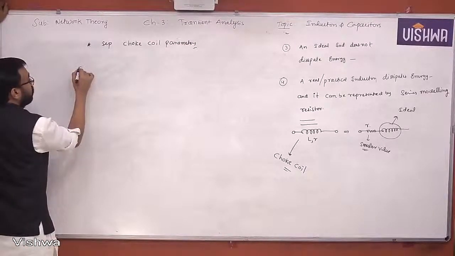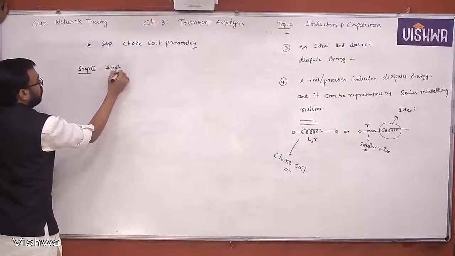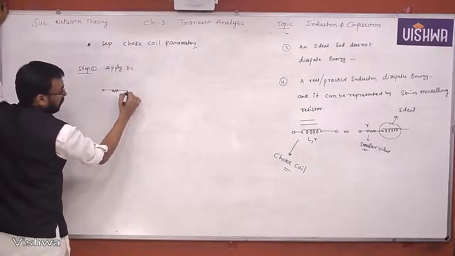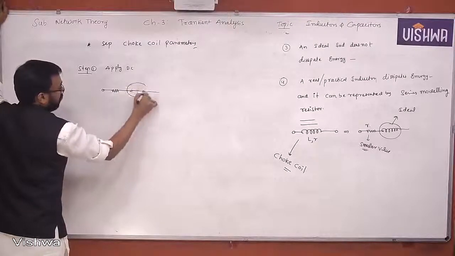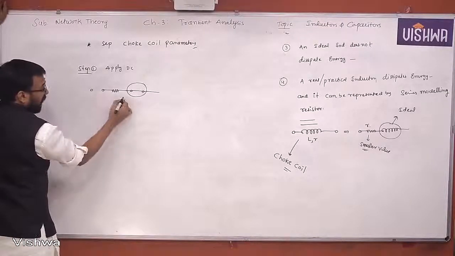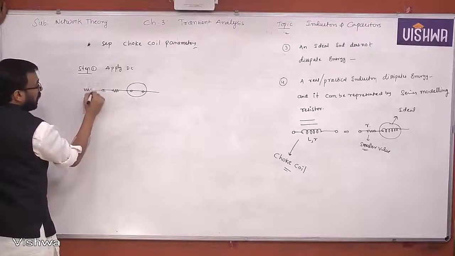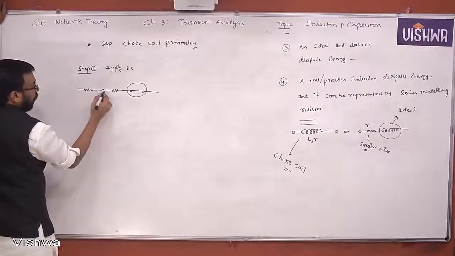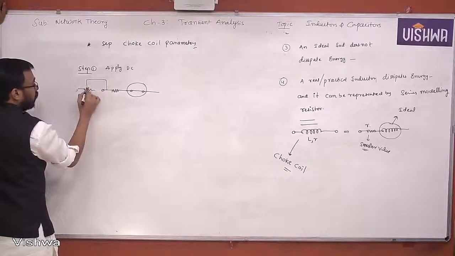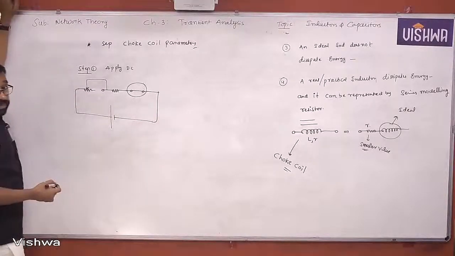Step 1: Apply DC. So what will happen when you apply DC? Yes, the inductor is acting like a short circuit. But this is a low resistance value, so current is very high. Therefore, better you connect one rheostat in series with this, and connect one DC source across it. Understand all of you? Okay.